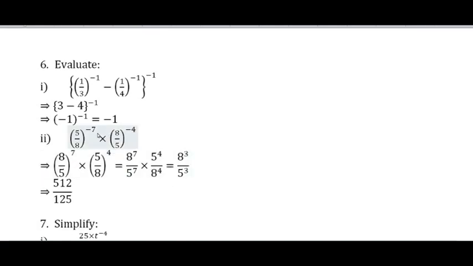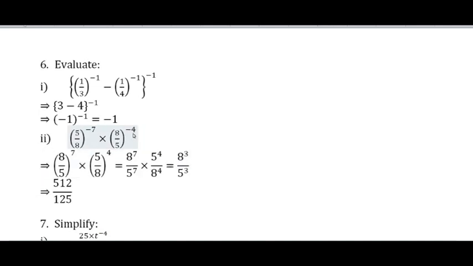In number 6 here we have evaluate again. 1 by 3 to the power minus 1 minus 1 by 4 to the power minus 1, the whole thing to the power minus 1, okay. So 1 by 3 will become 3 by 1. No need to write 1 as the denominator. 3 minus 4 to the power minus 1. That means minus 1 to the power minus 1. That is minus 1 always. In sub number 2, 5 by 8 to the power minus 7 into 8 by 5 to the power minus.